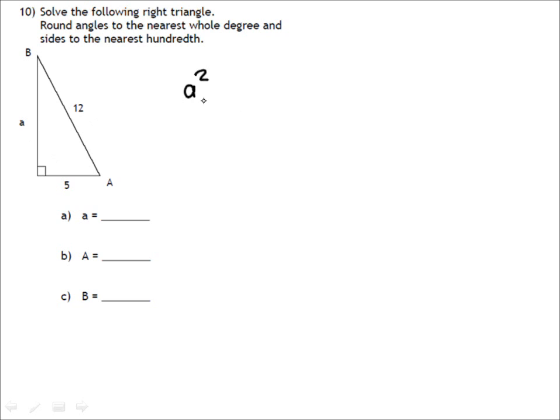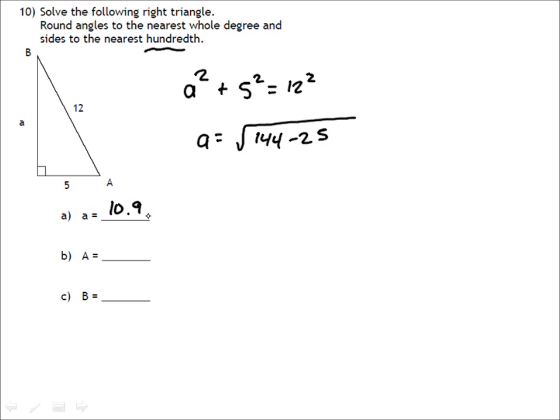So we have A squared, the leg squared, plus the other leg squared, 5 squared, is equal to 12 squared, which means that A is going to equal the square root of 144 minus 25. And if I evaluate that on my calculator, it says round side lengths to the nearest hundredth. I get 10.91. Please take a moment and check that you're able to enter that correctly and get that value as well.